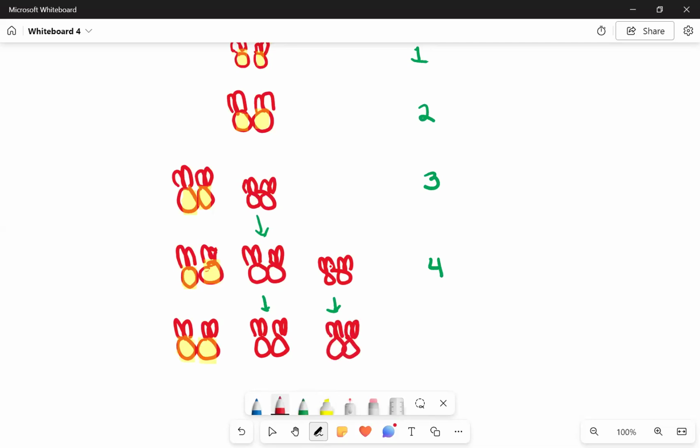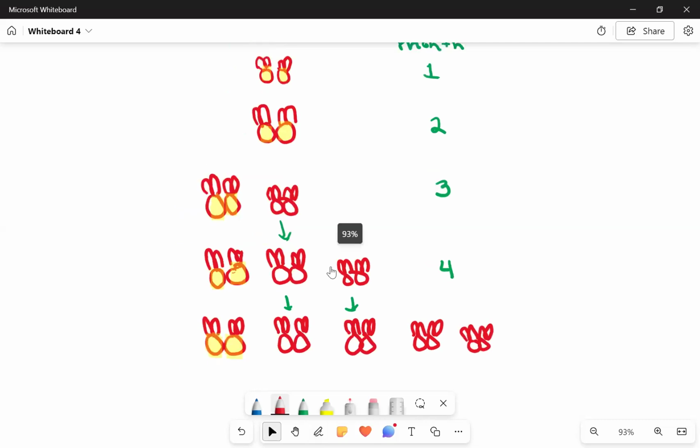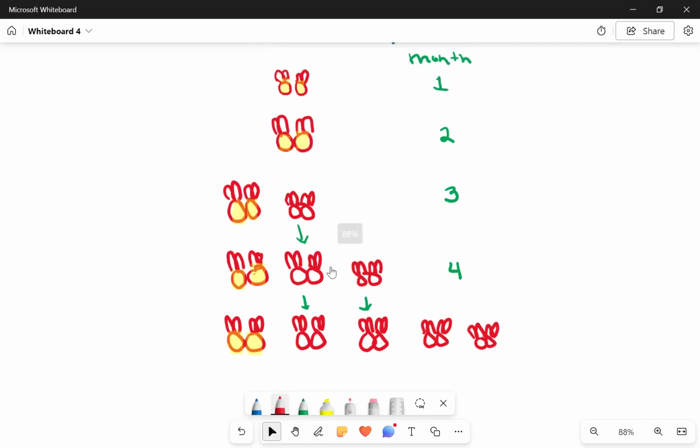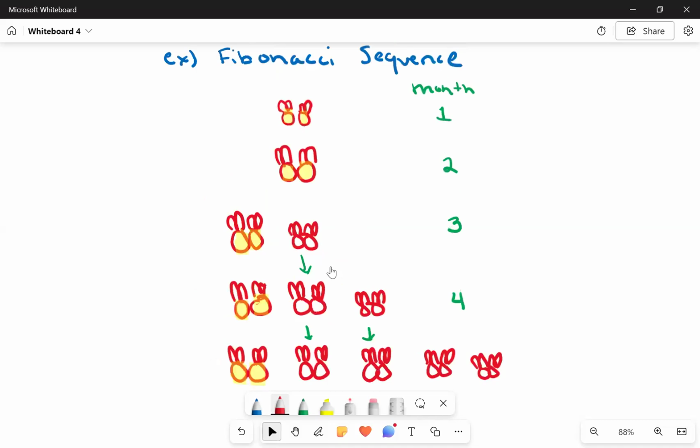So next month they can have babies. But the original rabbits, they have a set of babies. And the rabbits that just came from month 4, they had a little set of babies too. Okay. So here we go. I want to count up, and let me kind of zoom out a little bit here. I want to count up how many rabbit pairs we have.